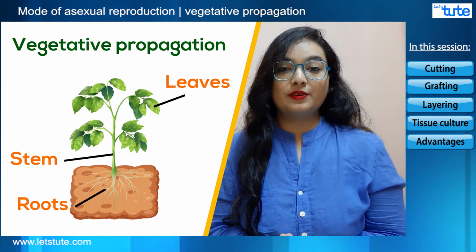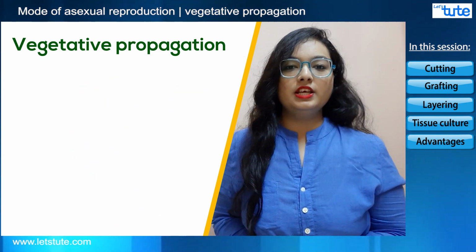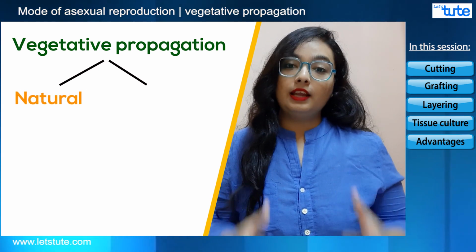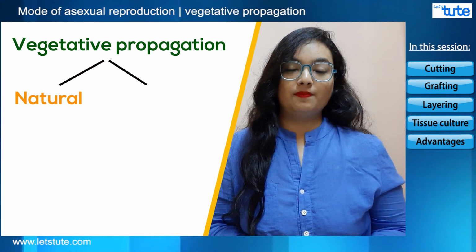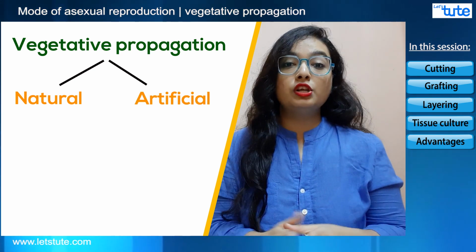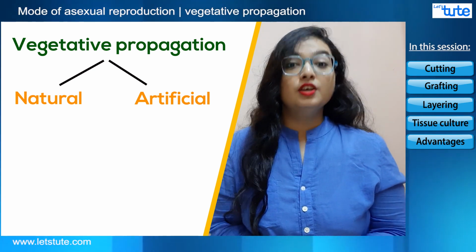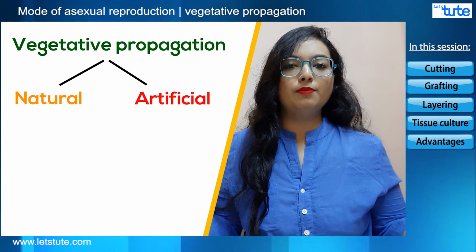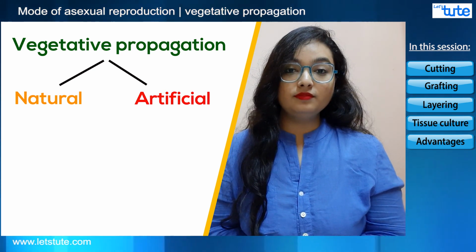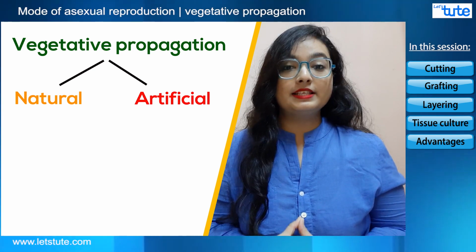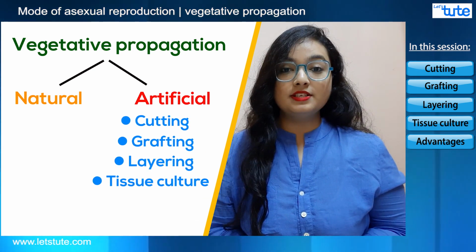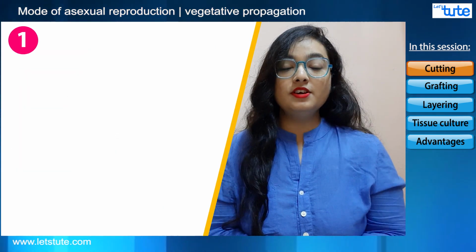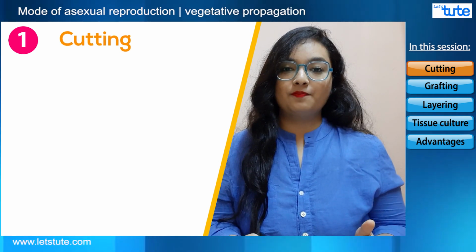How can it be used? So vegetative propagation is broadly categorized into two different methods. The first one is natural mode of vegetative propagation, and the second one is artificial mode of vegetative propagation. So today we are going to focus more on artificial mode of vegetative propagation. So this particular category itself has 4 different methods of growing plants. So the first method is known as cutting.